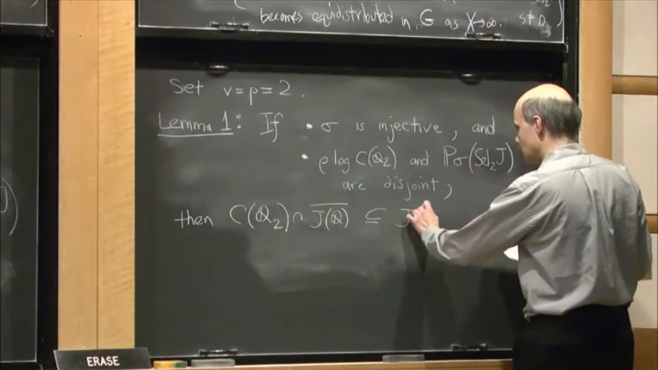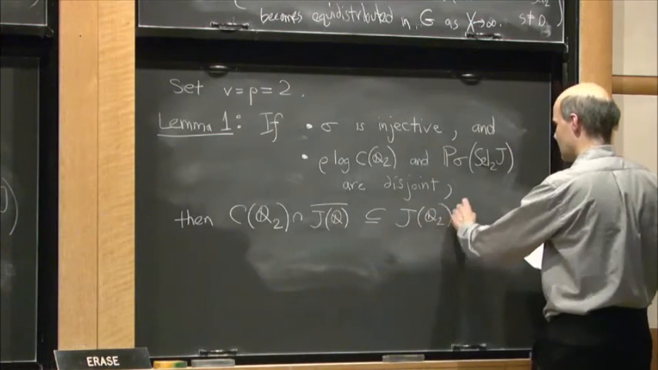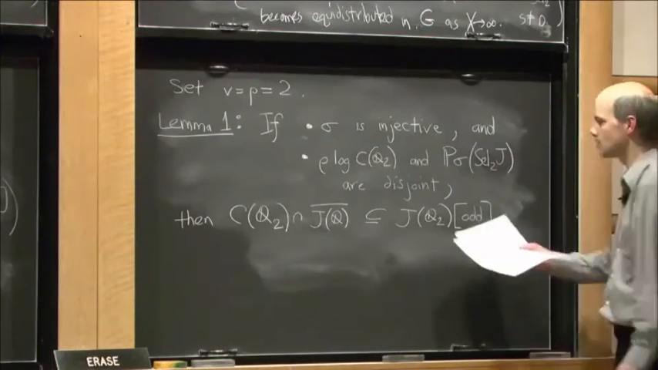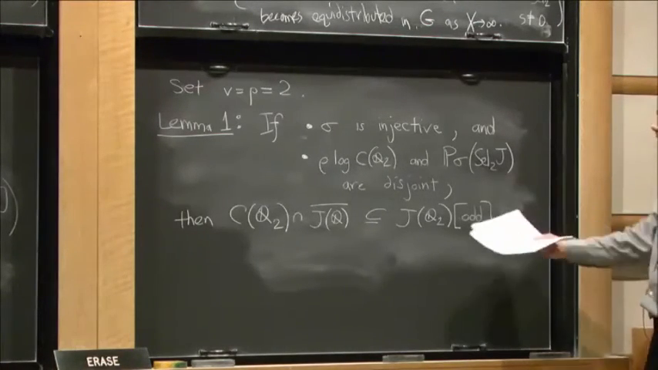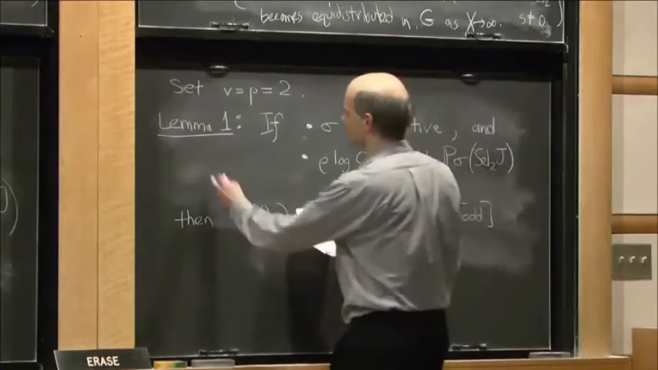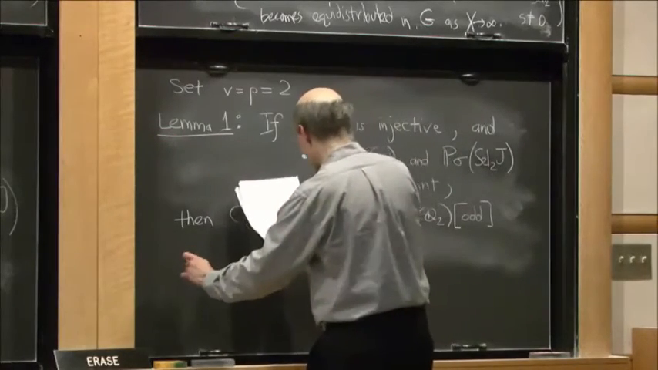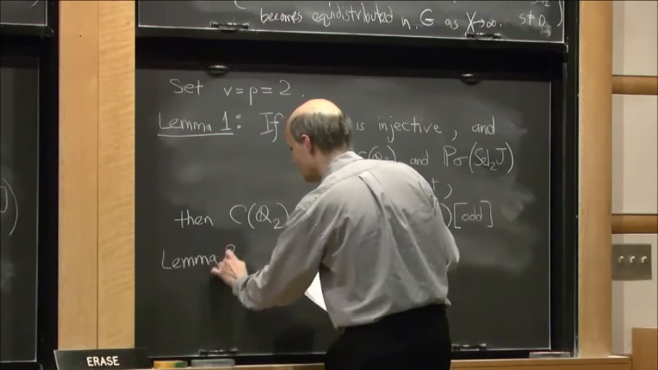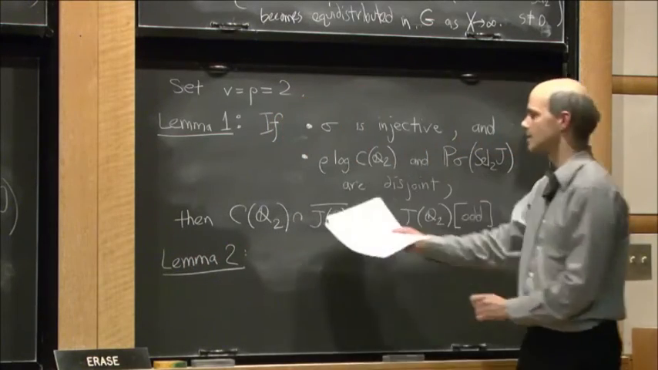So anyway, all you can really prove is that this is contained in the odd torsion subgroup of this group. And so you need to combine this. This just follows mostly from the diagram, but then you also need another lemma to show that there aren't any torsion points in this intersection.